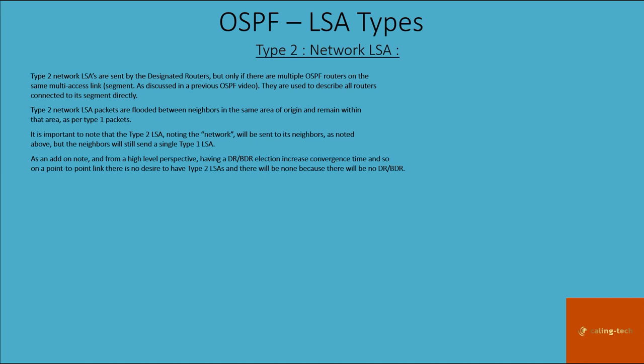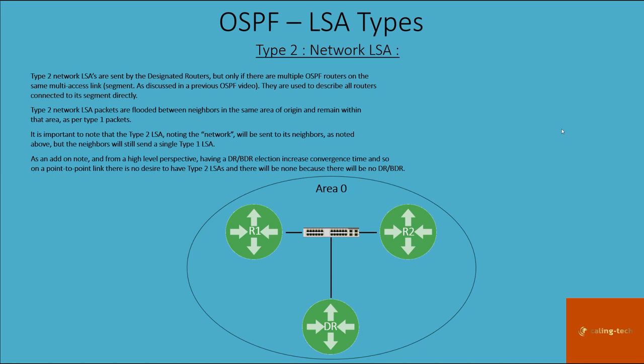We saw that again in the previous OSPF How It Works video tutorial. So we're going to have a quick look at a topology now of how this actually functions. In this topology, we have area 0, we have router 1, router 2, and the DR. We also have a switch in the middle, so this shows that it's on the same broadcast segment.